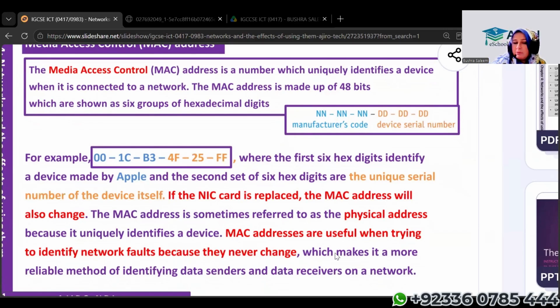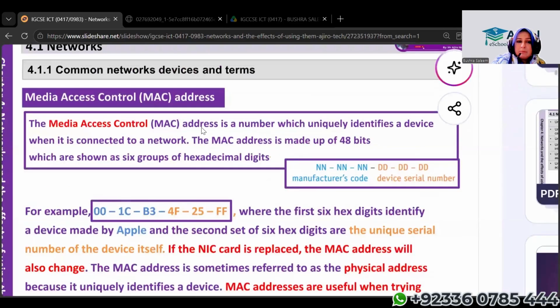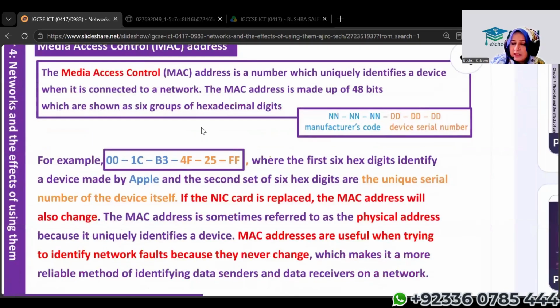It is also the most reliable method of identifying the data sender and data receiver, who is going to send it and who is going to receive the data. So this MAC address is used to identify a device on a network.